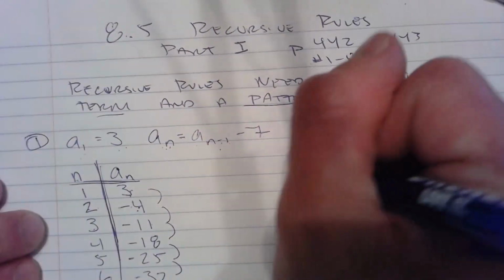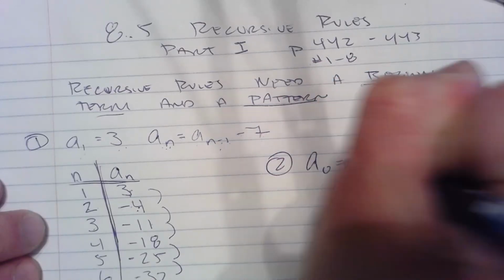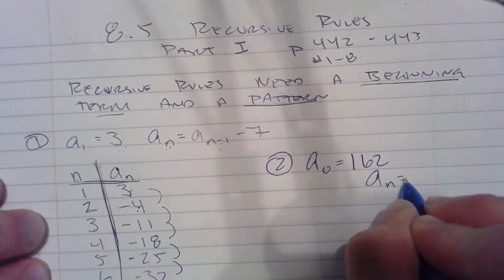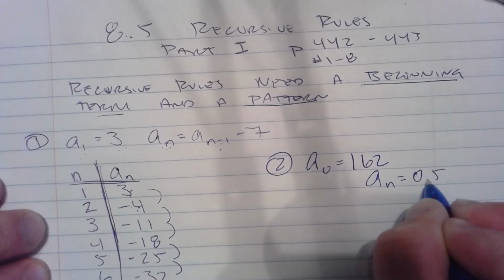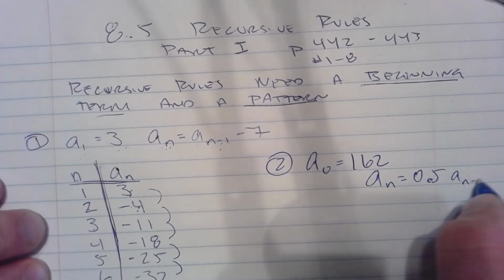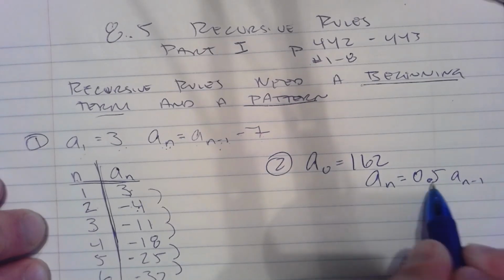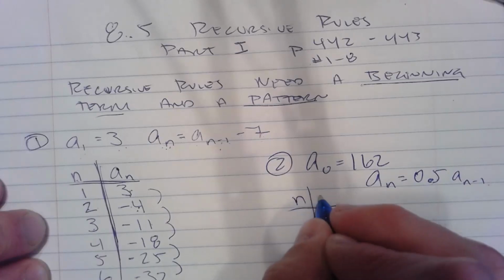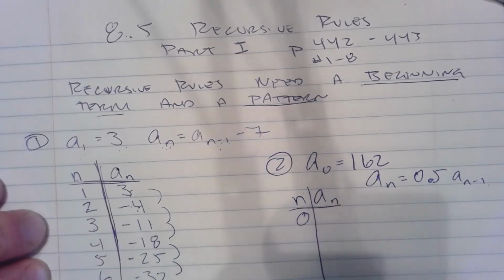Okay, let's take a look at number 2. The 0th term is 162. The next term is half the previous term. Practice saying it out loud. The next term is half the previous term. What are the first 6 terms? Well, they're starting us at 0, so the 0th term is 162. The next term is going to be half of that. The next term is going to be half of that.